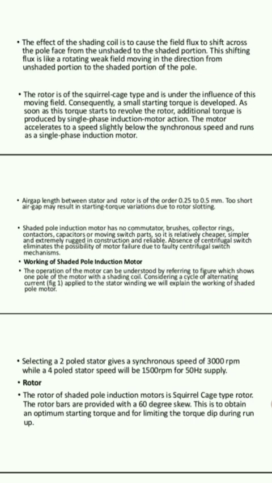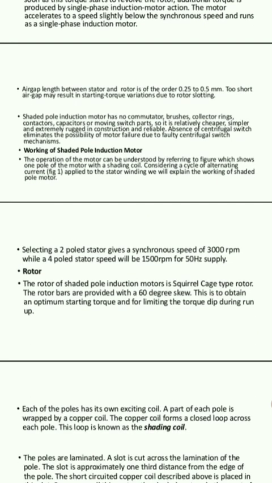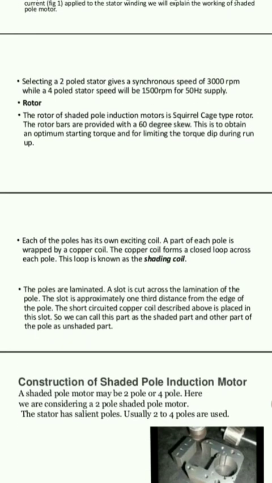Working of shaded pole induction motor. The operation of the motor can be understood by referring to the picture, which shows one pole of the motor with its exciting coil. Considering a cycle of alternating current applied to the stator winding will explain the working of the shaded pole motor. Selecting a two-pole stator gives a synchronous speed of 3000 rpm, while a four-pole stator gives 1500 rpm on a 50 Hz supply.